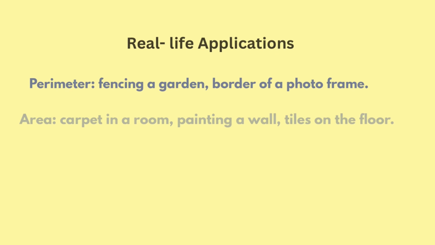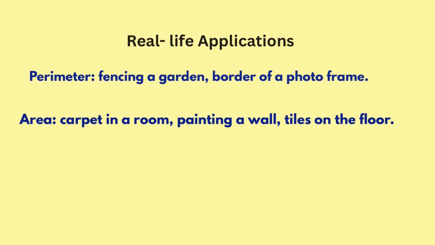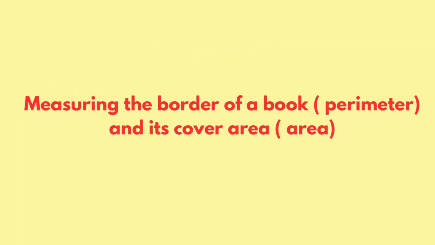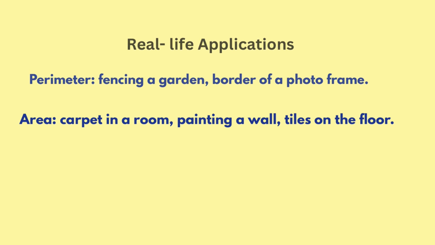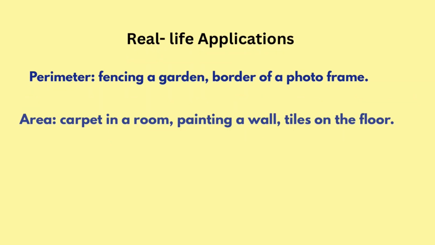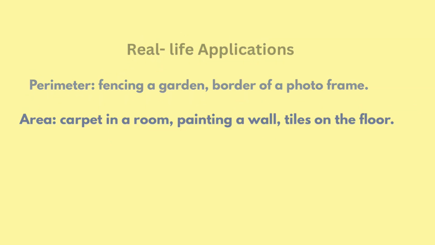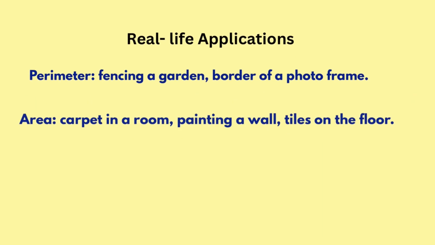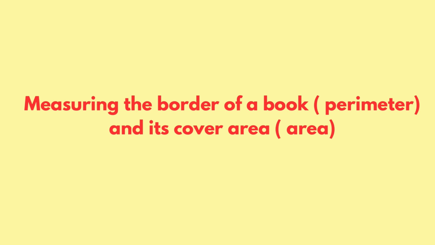If we understand it in a simple way, if we walk around a playground, that distance is perimeter. If you want to know how much ground it covers, that is area. Okay, so around means perimeter and covered space is area. Now let's understand a few formulas for how to find the perimeter of common shapes.